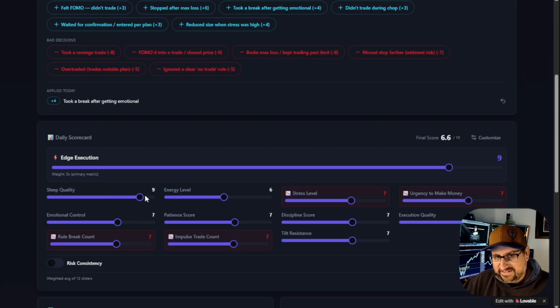So this is just like a daily scorecard of where I'm at, right? My stress level today was fairly low. My urgency to make money, I'm going to say that was a little high. Shouldn't have been as high as it was. Emotional control, I'm going to put myself at like an 8 because I actually felt this urgency, but I didn't act on it. So let's see, discipline score, I'm going to say was pretty good.